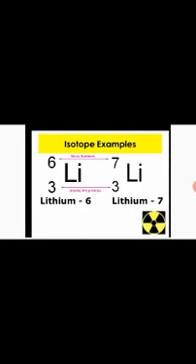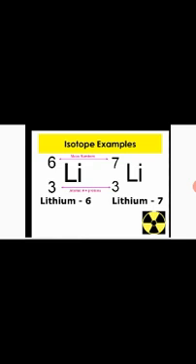This is another example: isotope. An isotope of an element has the same atomic number but a different atomic mass. Like lithium, both are lithium, having the same atomic number 3, but the atomic mass is 6 in one case and 7 in another case.